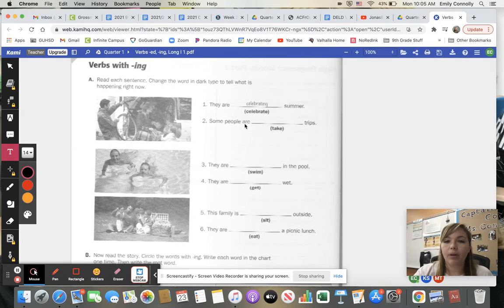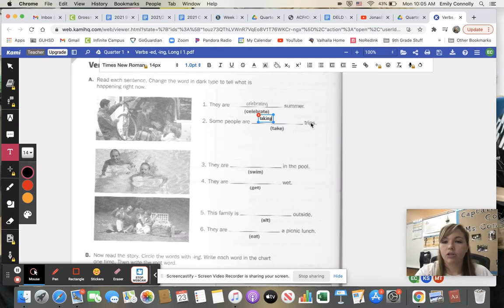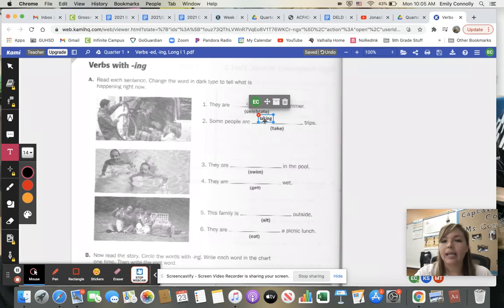Some people are, now hay muchas personas y are, no is. Solamente una persona is. Muchas personas are. Some people are take. Take right now is taking. So we're going to put taking trips. Take plus ing is taking.